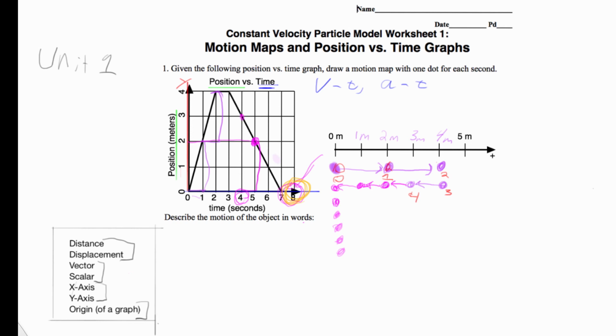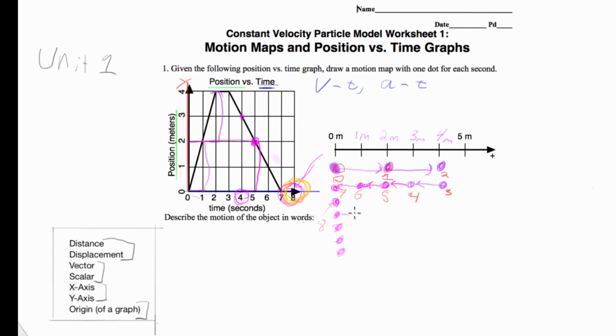So now I'm going to finish labeling in all these dots. So again, at second 0, it was at 0 meters. At second 1, it was at 2 meters. At second 2, it was at 4 meters. At second 3, it was at 4 meters. At second 4, it was at 3 meters. At second 5, it was at 2 meters. At second 6, it was at 1 meter. And I'm going to check with my graph, and it agrees. At second 7, it was at 0 meters. At second 8, it was at 0 meters.